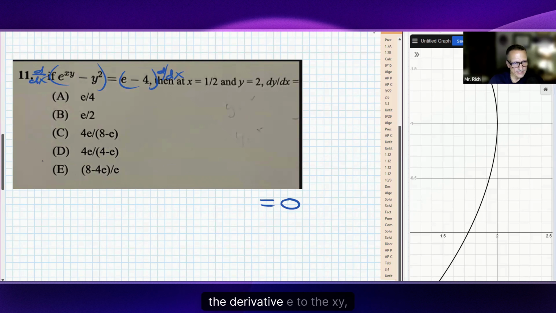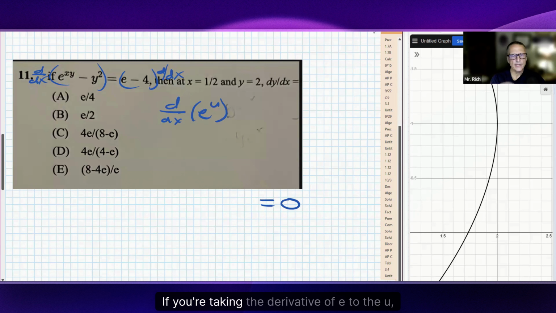Well, the derivative of e to the xy, that requires us to use the chain rule. Let me show you what the rule is for the derivative of exponentials. If you're taking the derivative of e to the u, where u is any function of x, that derivative will be itself, e to the u, but times the derivative of the exponent.